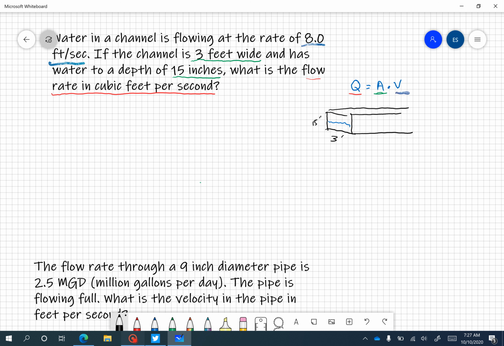So in order for this formula to work, we have to convert 15 inches into feet, because we need an area in square feet. So the very first thing I'm going to do is convert 15 inches into feet. I know there are 12 inches in a foot, so 15 inches is going to equal 1 foot 3 inches, or 1.25 feet. You just get that by dividing 15 divided by 12.